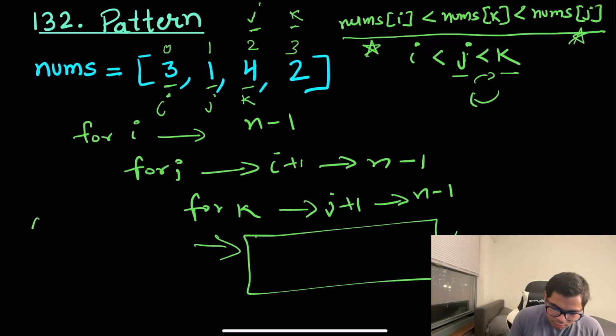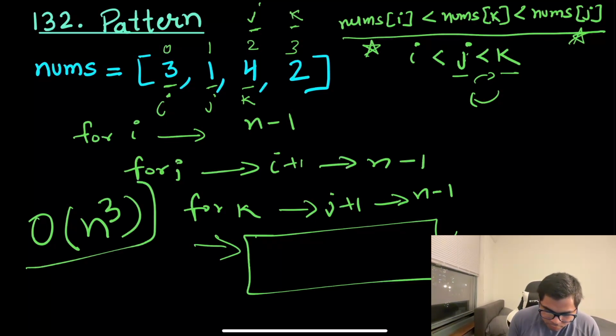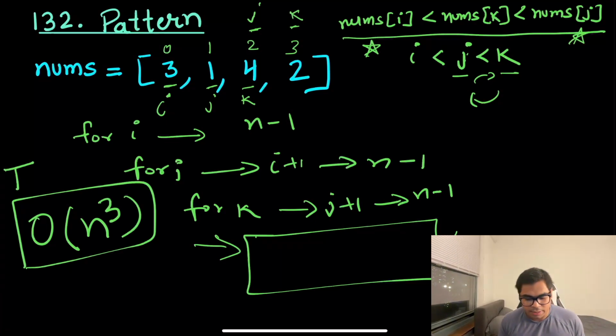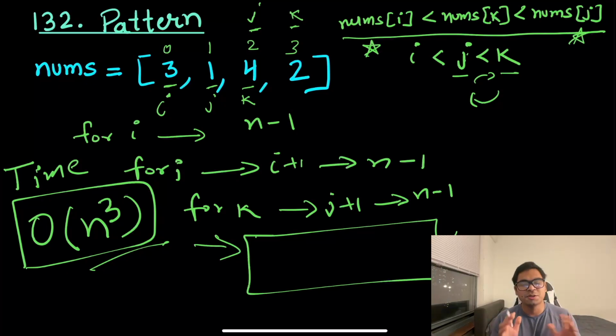I'm sure this is very understandable. This will be a big O of n cubed time complexity solution. Space complexity is nothing, but time complexity is big O of n cubed, which is not forbidden, but it's really bad. We don't want to ever write a solution with that kind of time complexity. If this is the time complexity, we can definitely bring it down to either n squared or linear time complexity, big O of n.